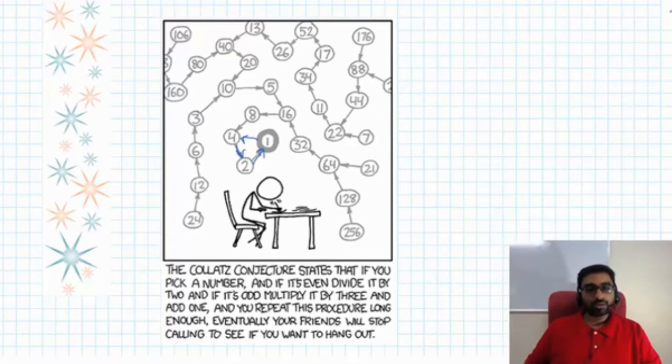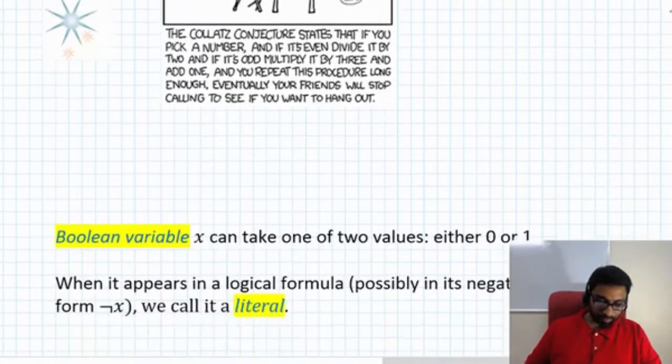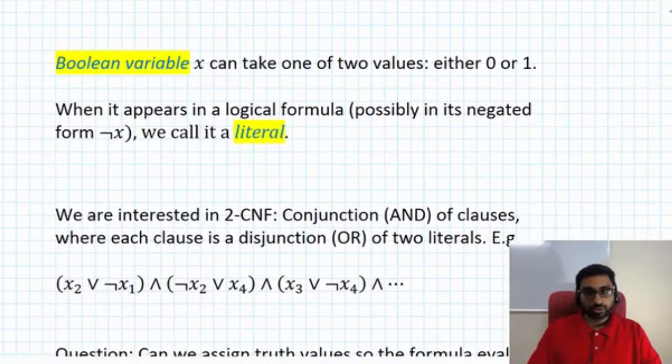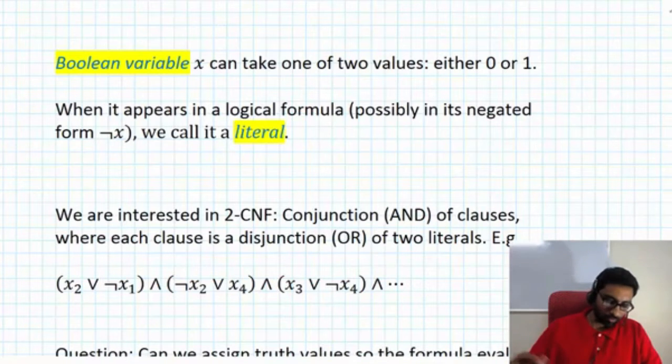So let's get to it, but let's motivate this by a well-known problem. We're going to talk about the 2-SAT problem. And to talk about the 2-SAT problem, we'll first have to set up some definitions. So what is a Boolean variable? It's a variable that can take one of two values, either 0 or 1. And we're interested in a logical formula. And when the Boolean variable appears in the logical formula, it's called a literal. And of course, it can appear in two ways, either the positive form or the negative form.